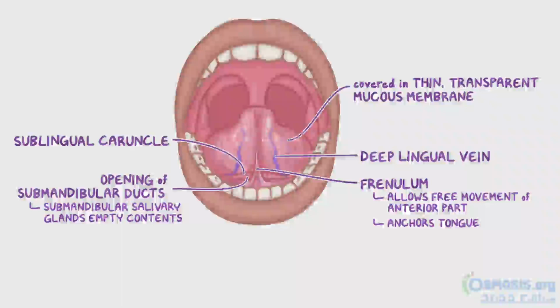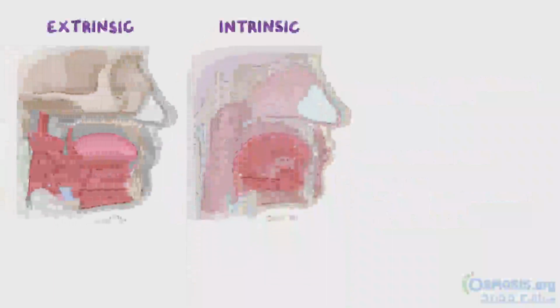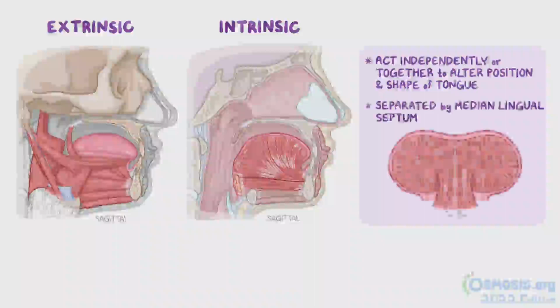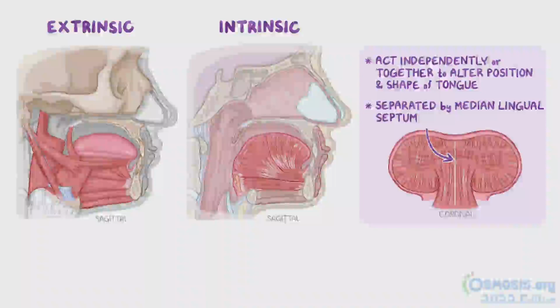Next, let's talk about the muscles that make up our tongue. These can be divided into extrinsic and intrinsic muscles, which act independently or together to alter the position and shape of the tongue. The 4 intrinsic and 4 extrinsic muscles in each half of the tongue are separated by the median lingual septum. In general, the extrinsic muscles alter the position of the tongue, while the intrinsic muscles alter its shape.